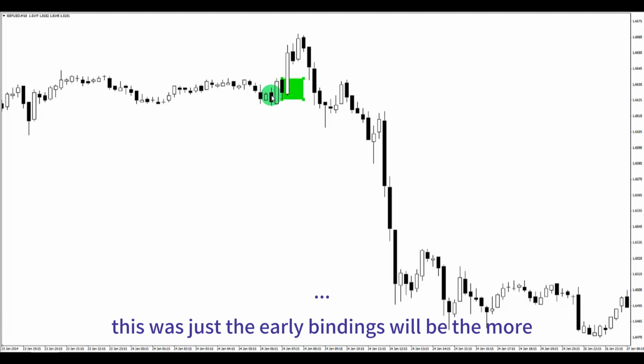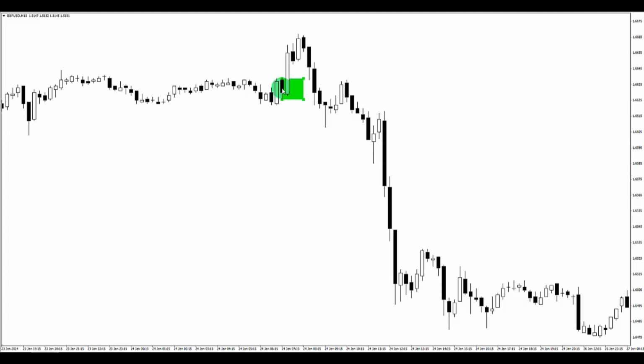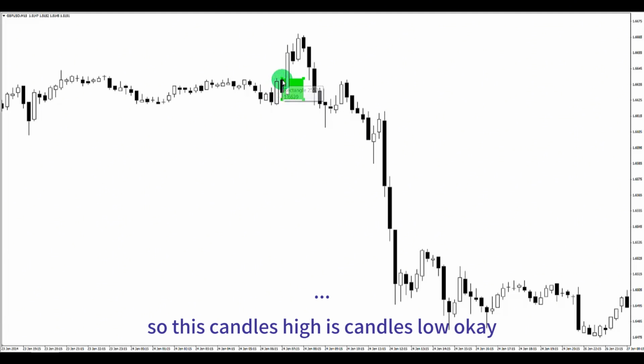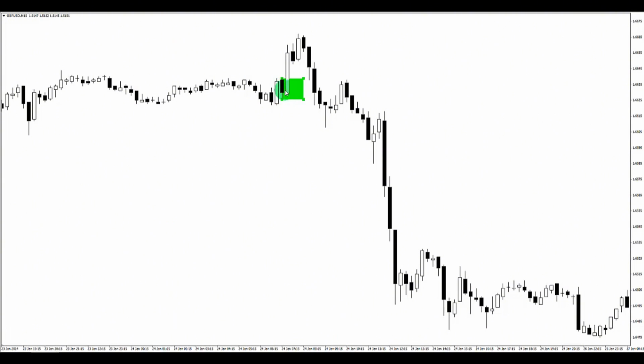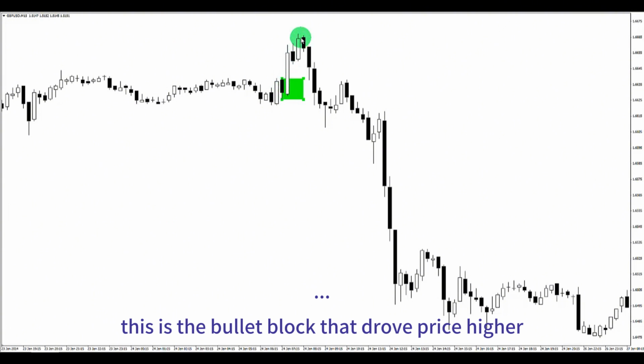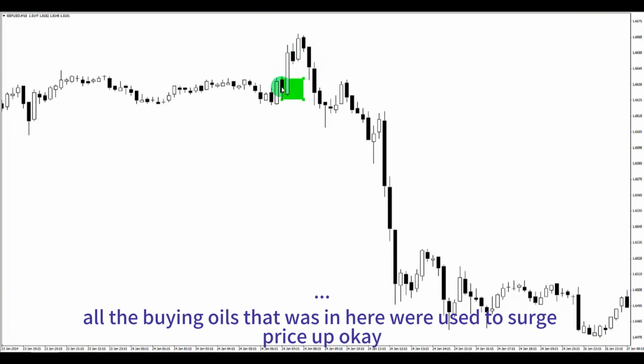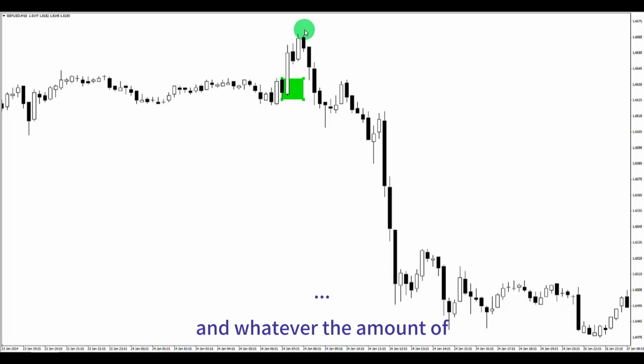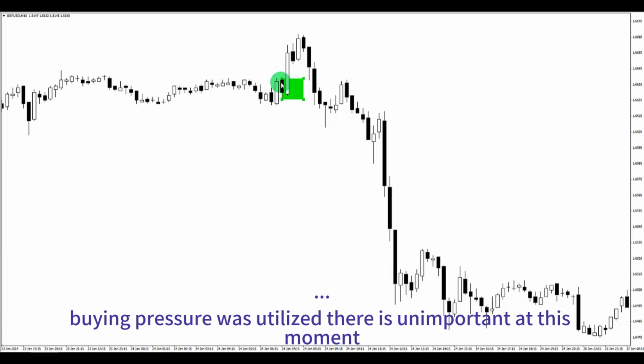This was just the early buying. This would be the more accurate depiction of where their overall pricing would be on an institutional basis. So this candle's high and this candle's low. This is a bullish order block that drove price higher. All the buying orders that were in here were used to surge price up, and whatever amount of buying pressure was utilized there is unimportant at this moment.